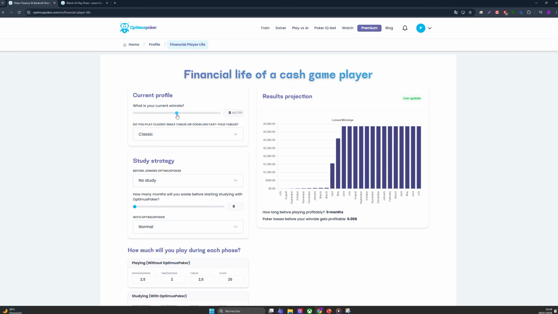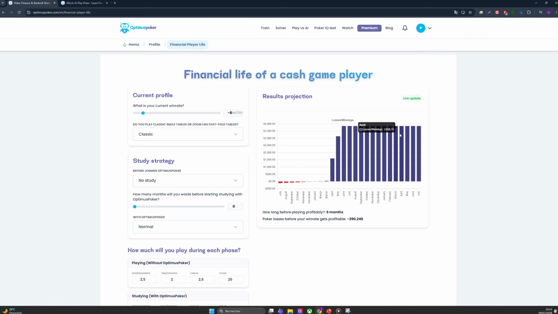So we're gonna set up a profile, the profile of a beginner. For a beginner, we're gonna say that very often they lose like -8 BB per 100. A whale is gonna lose much more, like -15, for example. But yeah, -8 is already a decent win rate for a beginner.